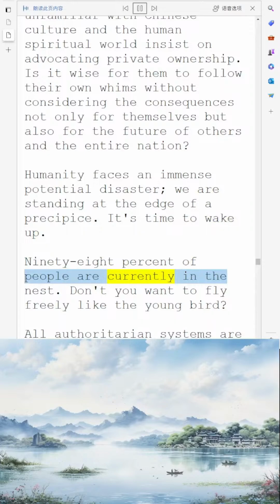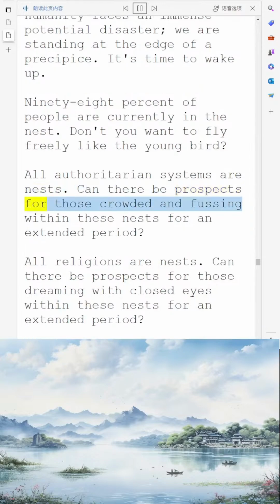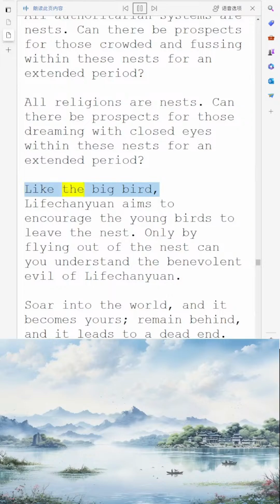98% of people are currently in the nest. Don't you want to fly freely like the young bird? All authoritarian systems are nests. Can there be prospects for those crowded and fussing within these nests for an extended period? All religions are nests. Can there be prospects for those dreaming with closed eyes within these nests for an extended period? Like the big bird, Life at Chanyuan aims to encourage the young birds to leave the nest. Only by flying out of the nest can you understand the benevolent evil of Life at Chanyuan. Soar into the world, and it becomes yours. Remain behind, and it leads to a dead end.